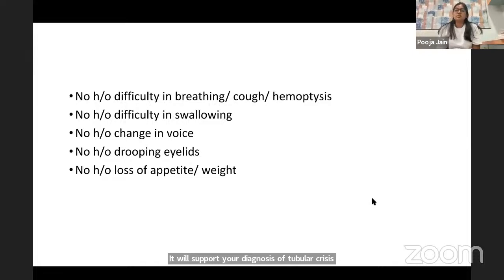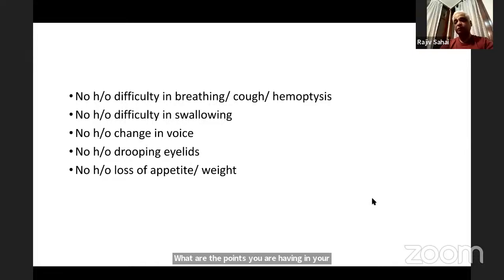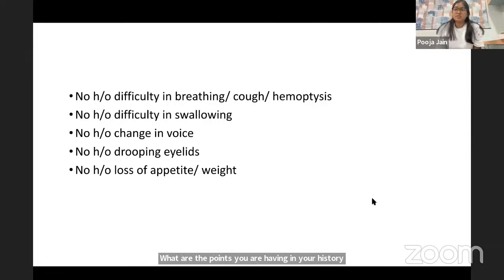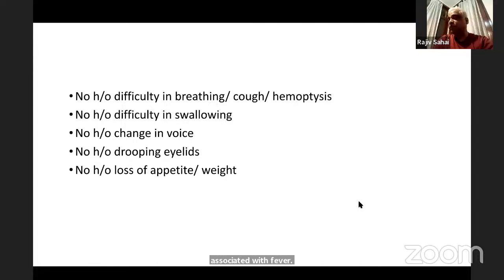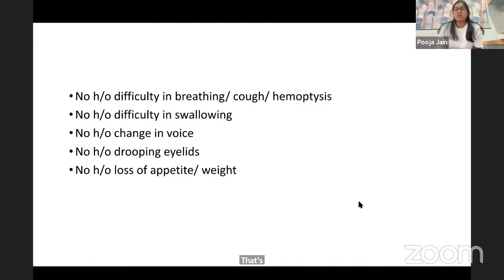What are the points you are having in your history? Sir, site of the swelling. Firstly, site: TB lymphadenitis is more common in jugular-digastric and supraclavicular lymph nodes. Secondly, it is gradually increasing in size, and it was associated with fever. It was just one episode of fever, for 10 days. Sir, in the past history, the patient is a defaulter of TB. That's the only positive.